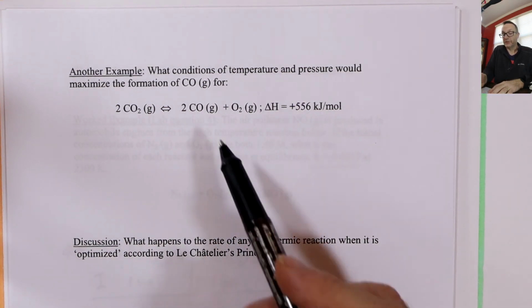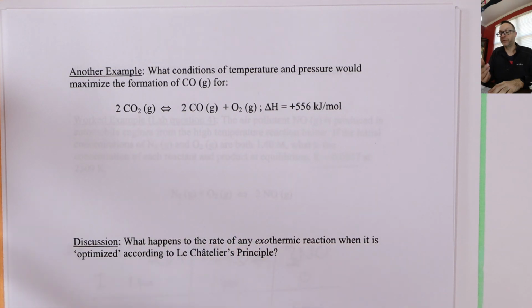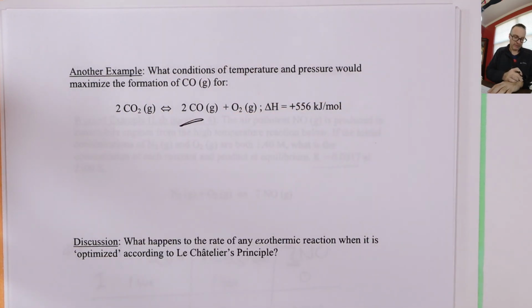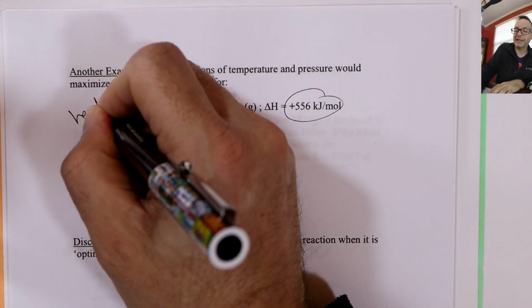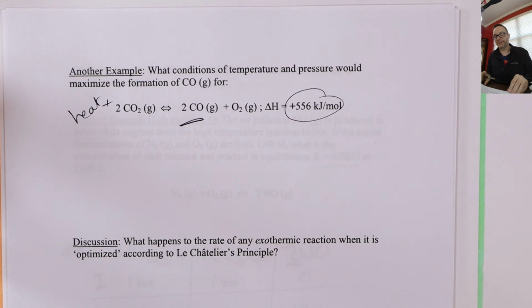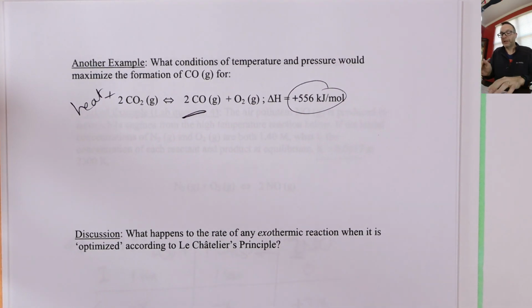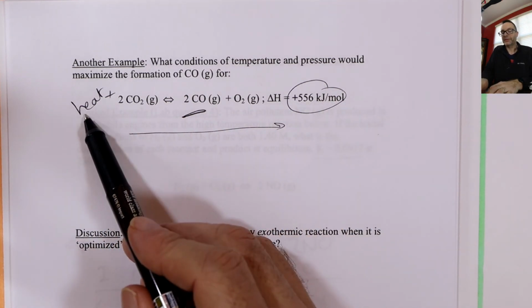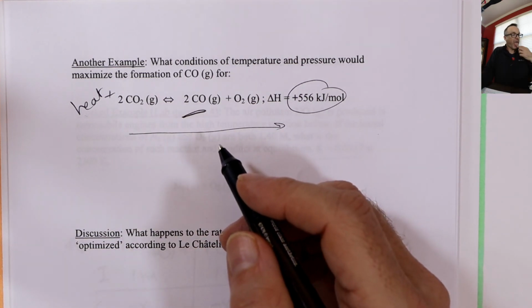Try this one. What conditions of pressure and temperature, just like the one before, what conditions of temperature and pressure would make more CO products, right? Now it's endothermic, so heat's a reactant, if you like. All right, give you a second, come back. All right, so if I want to make it go that way, heat's a reactant, right? So I want to remove heat, so I do what?